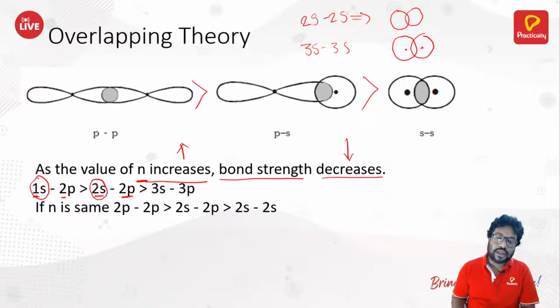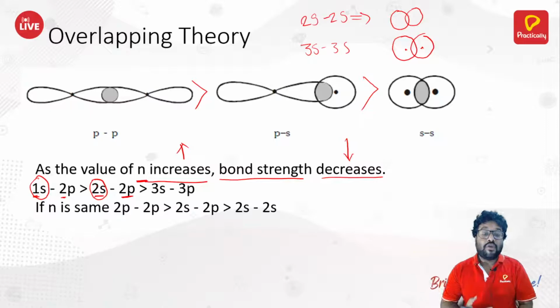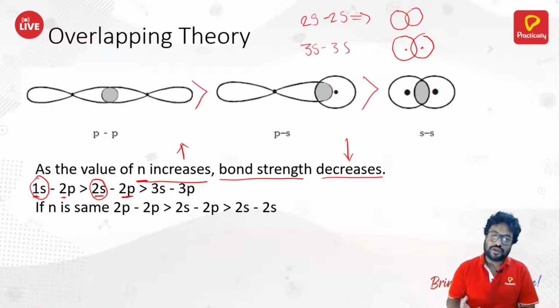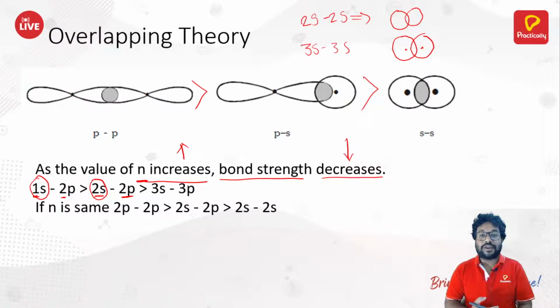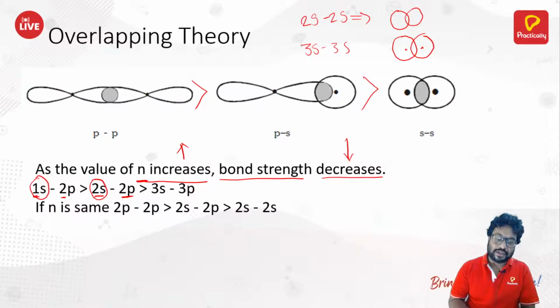Now you know that between 1s and 2s, 1s would form a shorter bond. And shorter bonds are stronger than the longer bonds. Why? Because the distance between the nuclei is less. If the distance is less, the force of attraction, which is also called a bond, is higher. And lastly, 3s 3p.